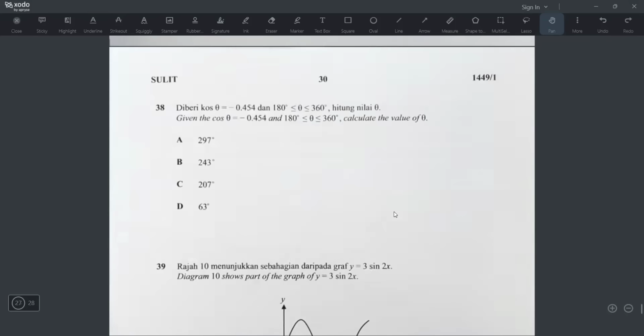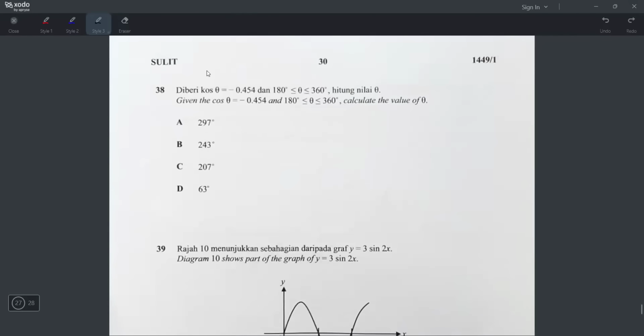Alright, that's all. Okay, 38. Given cos theta is negative 0.454 and theta is in between 180 and 360, calculate the value of theta. This is from Form 5 Chapter 6, Trigonometric Functions.